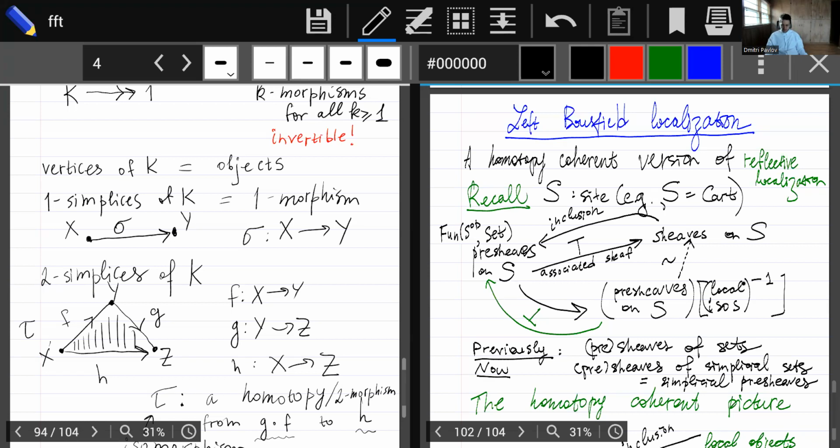And you can form, since the associated sheaf functor sends local isomorphisms to isomorphisms, the category of fractions of pre-sheaves with respect to local isomorphisms, meaning you formally invert local isomorphisms. And the associated sheaf functor will factor in a universal fashion through this category of fractions.